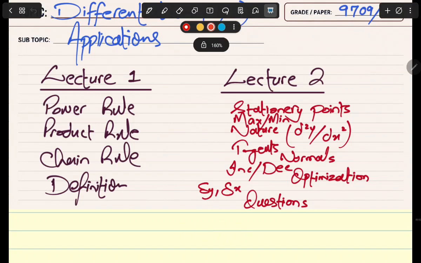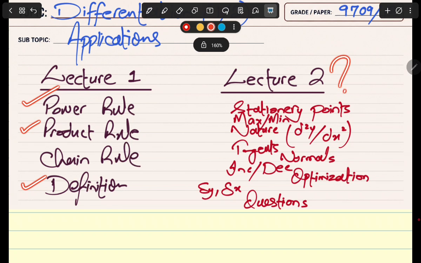In the previous lecture, that is last week on Thursday, we learned how to differentiate almost every function Cambridge can throw at us. We did the power rule, we did the product rule, we did the definition of what a derivative is. But today we are going to learn why differentiation even exists.